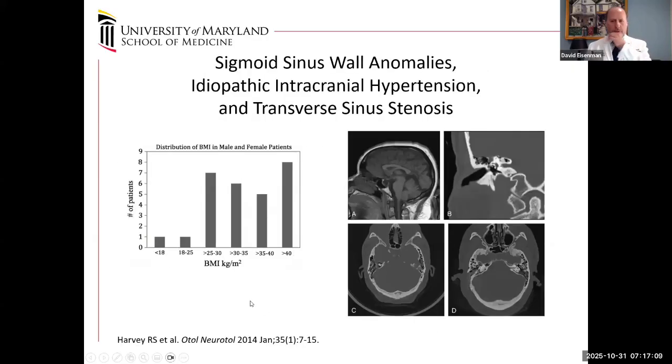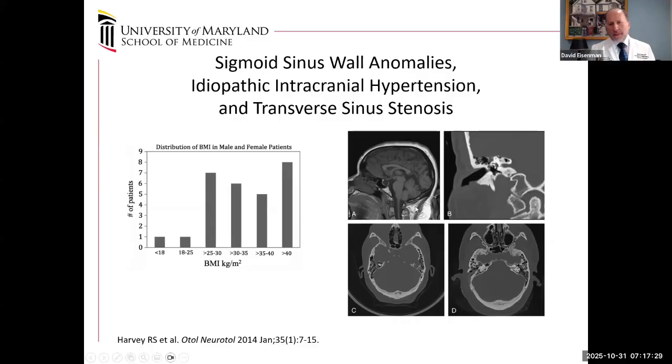So at some point along the way, we realized that the same people we were operating on for these sigmoid sinus wall anomalies seem to have a lot in common with the population susceptible to IIH, idiopathic intracranial hypertension. They had elevated BMI, predominantly female patients. Elevated BMI males are much less common.